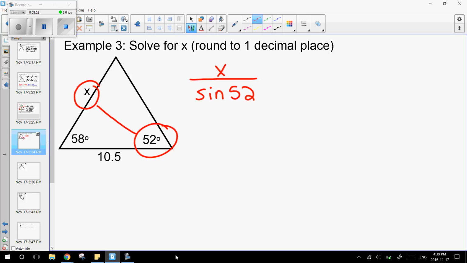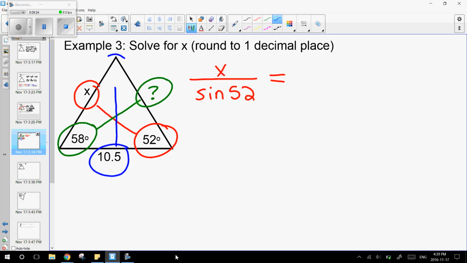The next piece that we need is we need our known pair, where we know both pieces. So let's look back at our triangle. We know this angle here, which is 58. But when we look across, we don't know what this side is. So that is not a known pair. Let's look at our other piece. We have this 10.5 here, and we look across from it, but we don't know what this angle is either. Does that mean we can't do this question using sine law?